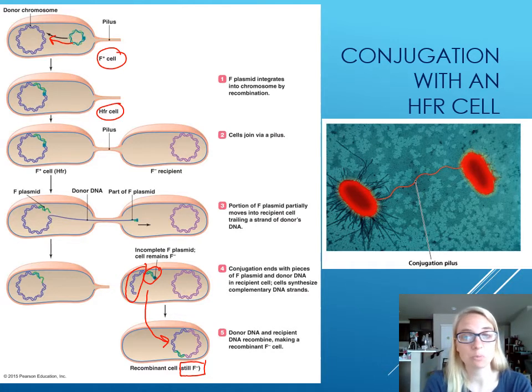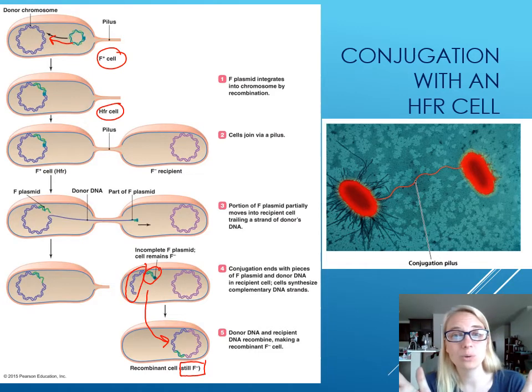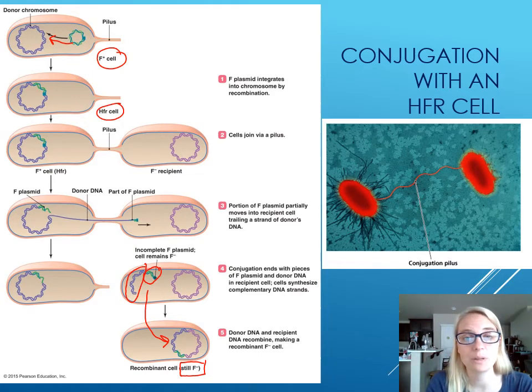I mean, it's random. And as long as that pilus is connected, it will continue to send out as much of that copy of the DNA. So it could get a whole new bacterial genome if the pilus is stuck together long enough. All right, so that's our third type of horizontal gene transfer.